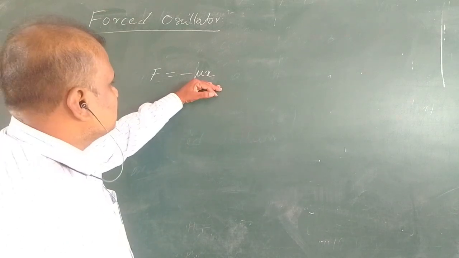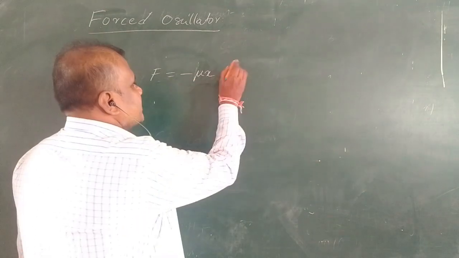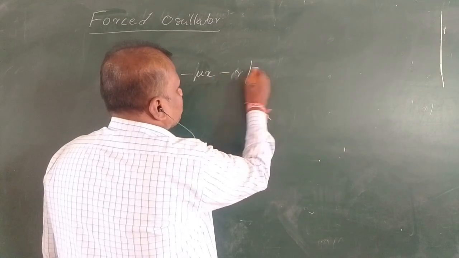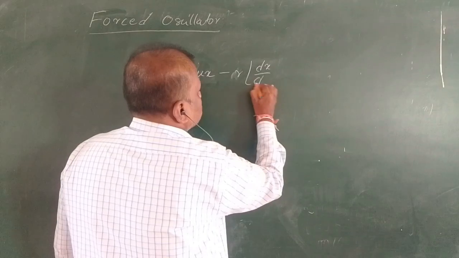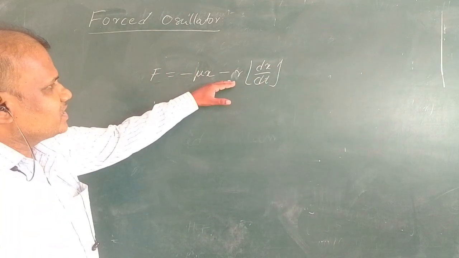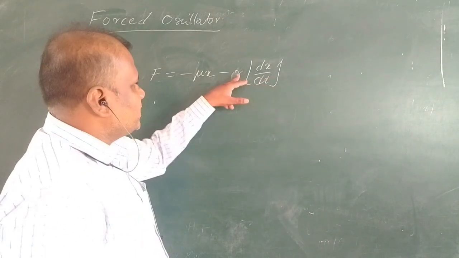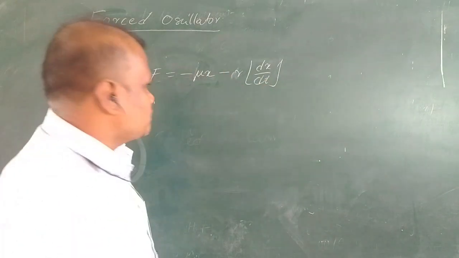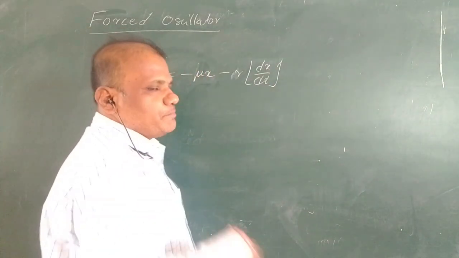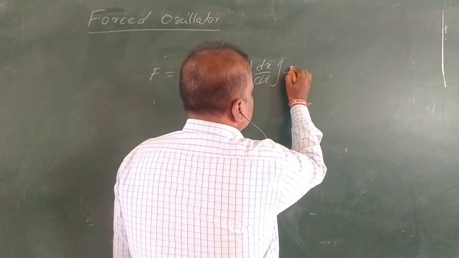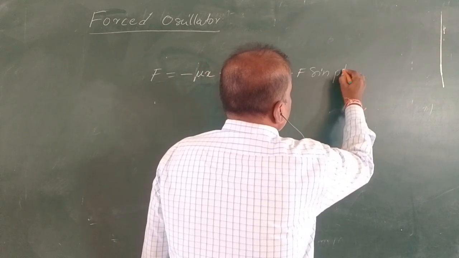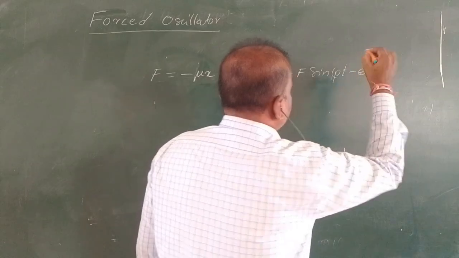In the case of a damped oscillator, the frictional force is going to be acting. The factor related to the frictional force is given by minus r dx by dt, where r is related to the frictional force constant. In the case of a forced oscillator, we have to apply an external periodical force. So here I am going to apply some external periodical force. This is called the external periodical force.